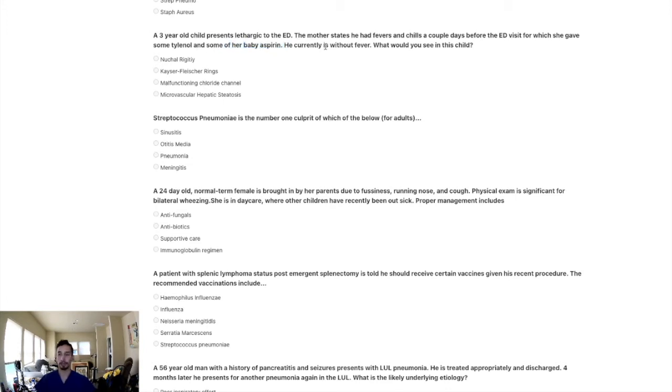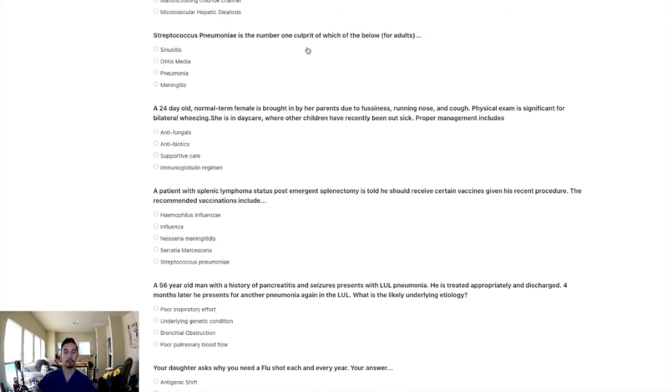It affects the brain, also affects the liver, and in the liver you can see microvascular hepatic steatosis due to all of the reactive oxygen species. So in this question, although nuchal rigidity is great, I think microvascular hepatic steatosis is trying to hit Reye syndrome and the baby aspirin and the influenza-like symptoms, so I think that's the better choice here. All right, the next question.